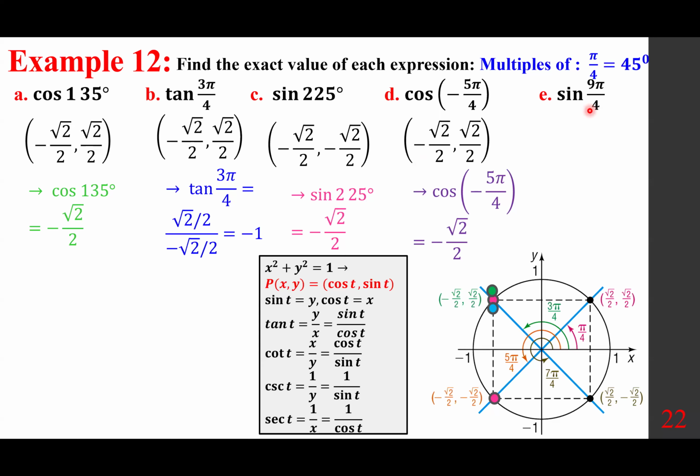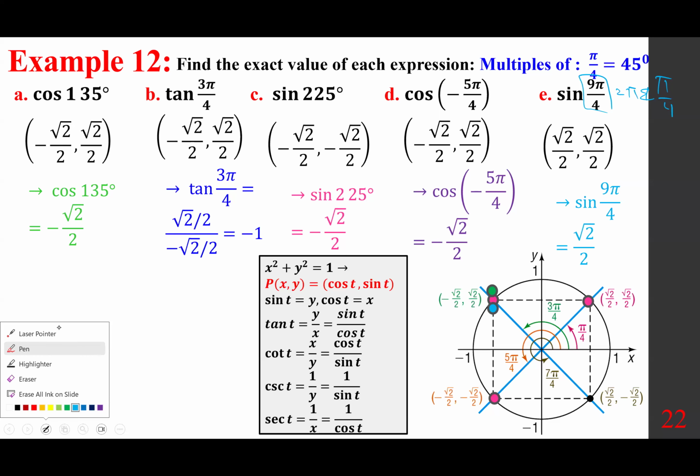Sine of 9 pi over 4. I hope you recognize 8 pi over 4 as 2 pi, so it's a complete revolution, and then it goes back to pi over 4. So 9 pi over 4, maybe I should write this. This is the sum of 2 pi and pi over 4. So it's the same as pi over 4, which is square root of 2 over 2. So sine of 9 pi over 4 becomes square root of 2 over 2.